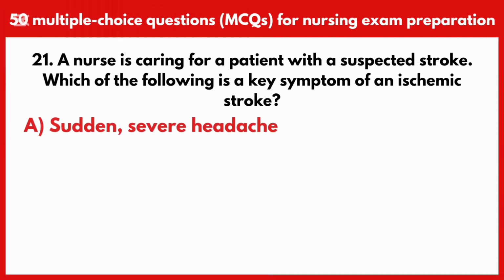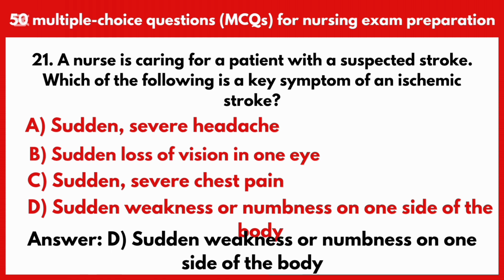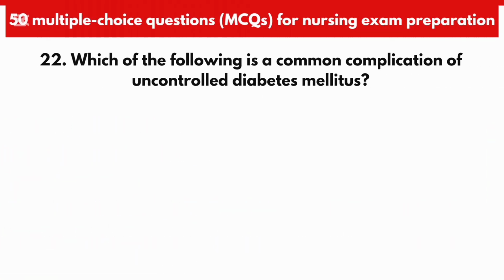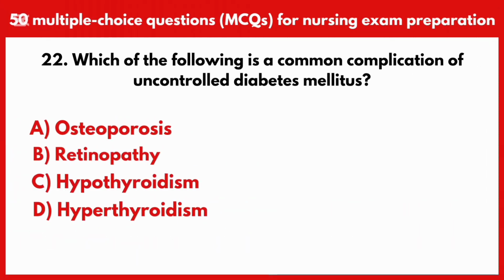A nurse is caring for a patient with a suspected stroke. Which of the following is a key symptom of an ischemic stroke? Correct answer is option D. Which of the following is a common complication of uncontrolled diabetes mellitus? Correct answer is option B, retinopathy.